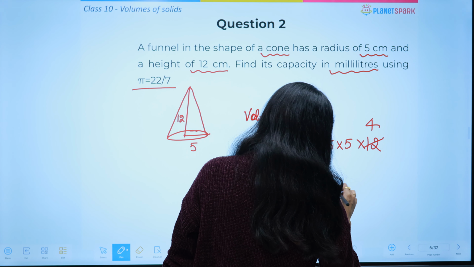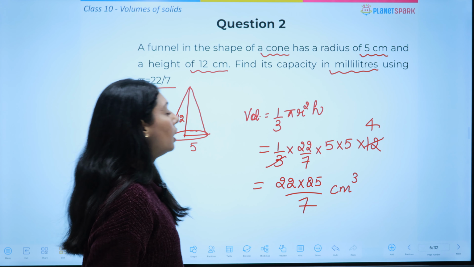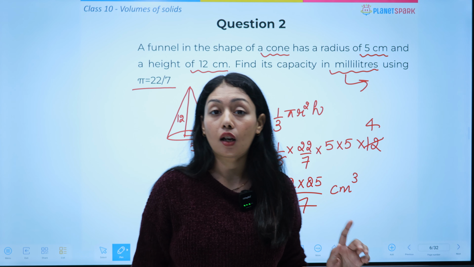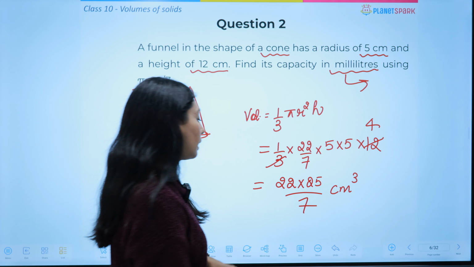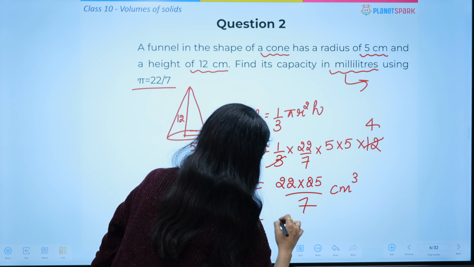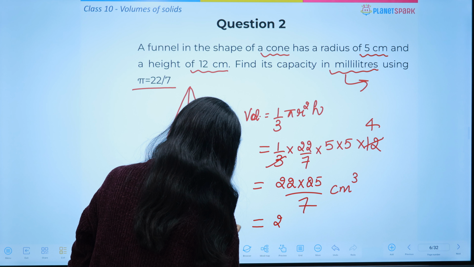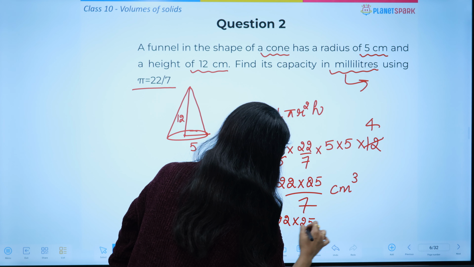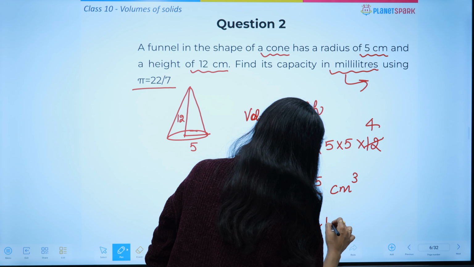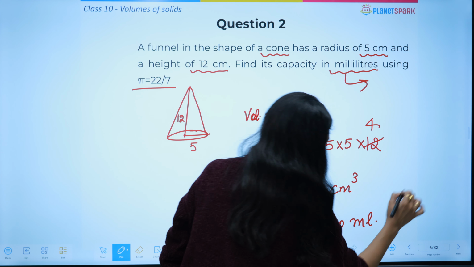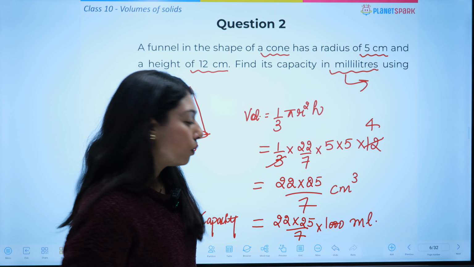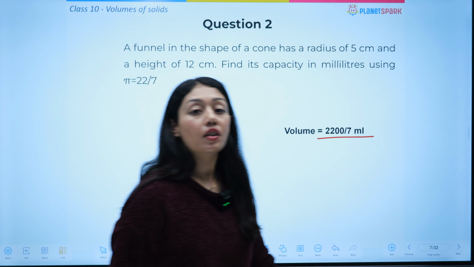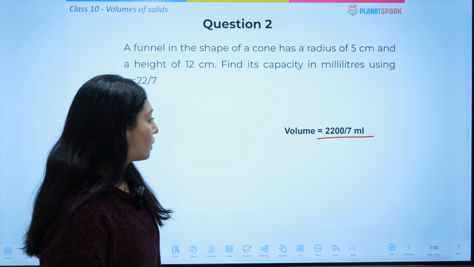Now this has come to us in centimeter cube. We need it in milliliters, right? What do we do to convert to liters? Divide by 1000. What do we do to convert to milliliters? Multiply by 1000. So we have the capacity as 22 into 25 by 7 into 1000 milliliter. Right, find out the value, everybody, and you can verify it here. You will be getting 2200 by 7 milliliter. Okay, that will be your answer.